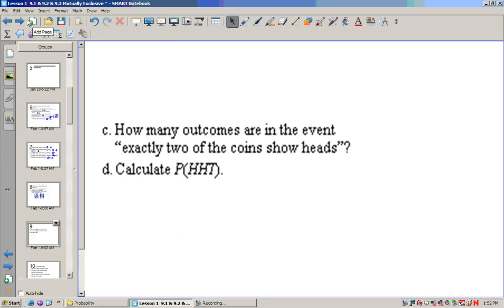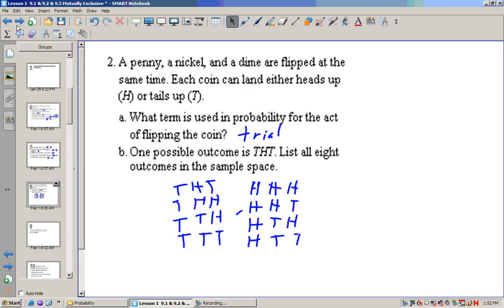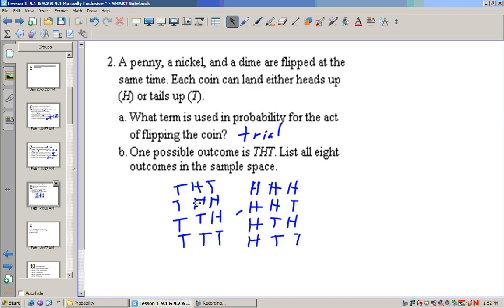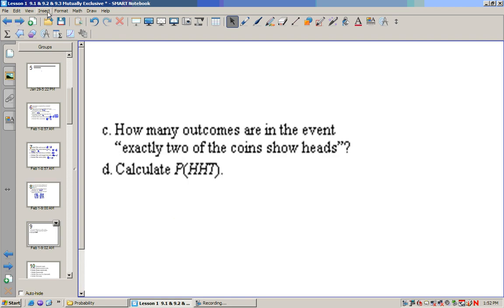How many outcomes are in the event exactly 2 coins show heads? Well, let's look. 2 coins show heads. Well, there's 1, 2, 3, 4. So how many outcomes are there? Oh, exactly 2. So exactly 2 would be 1, 2, 3. So that would just be 3. I thought it said at least.